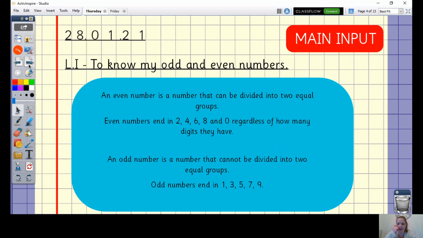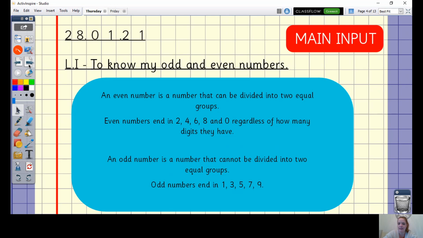Looking at those numbers, we've looked at them before, and those numbers relate to one of our times tables. I wonder if you can remember which times table those numbers relate to. They link to the 2 times table because all of the multiples of 2 end in 2, 4, 6, 8, or 0. So that's our even numbers then.